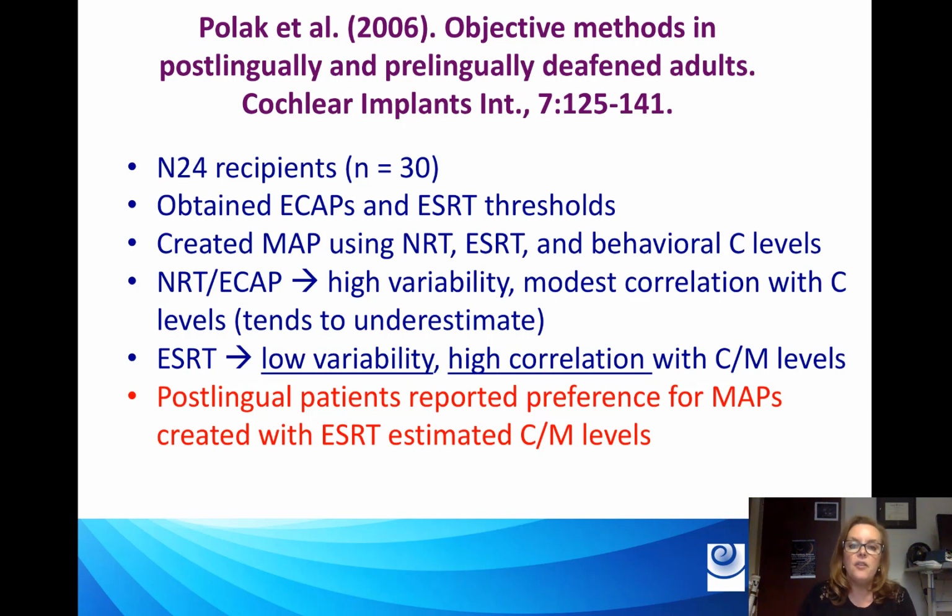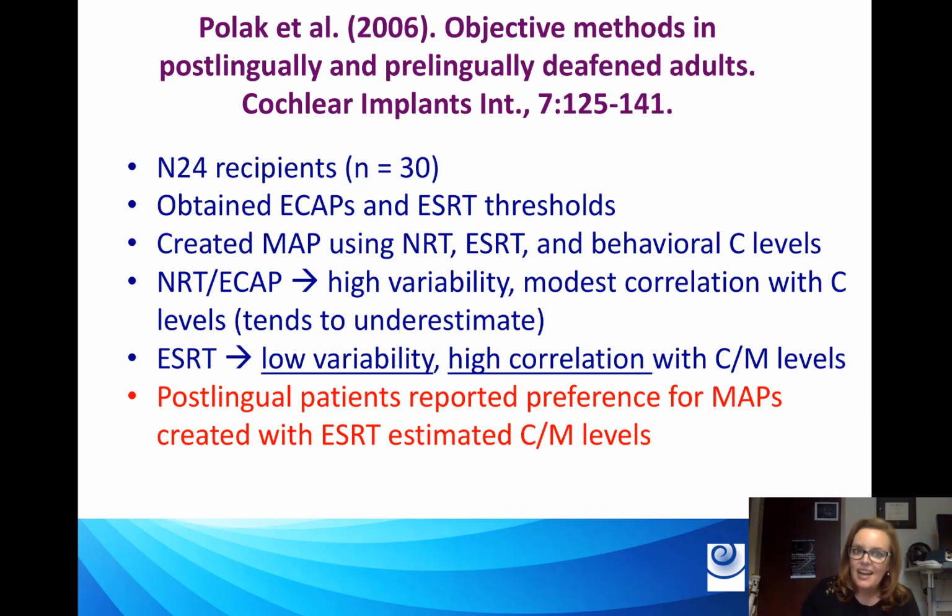On the other hand, ESRTs have very low variability and very high correlation, almost a one-to-one relationship, with the upper stimulation levels where they should be set. Here's 2 more points. 1, the postlingually deafened patients in this study reported that they had a preference for the programs that were created with the ESRT, so the ESRT maps essentially.